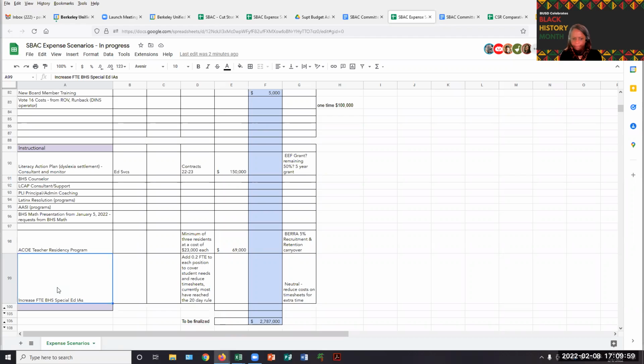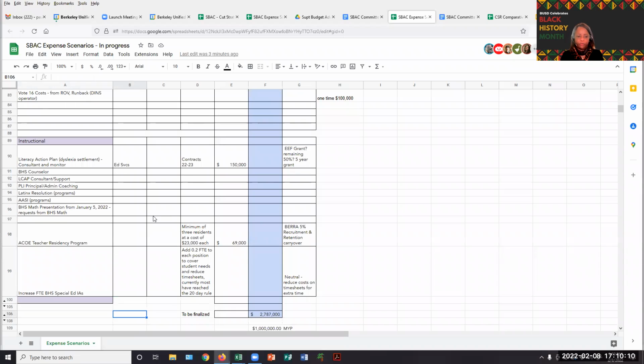So bearing in mind that we don't have numbers for all of these areas, just what we've scored so far, with several questions, we're looking at $2.7 million.